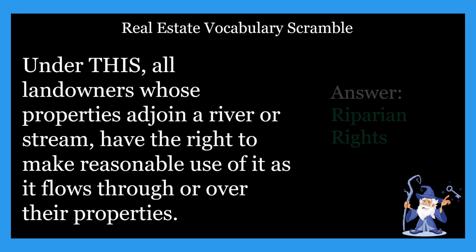And here's your answer. Riparian rights. Under riparian rights, all landowners whose properties adjoin a river or stream have the right to make reasonable use of it as it flows through or over properties. The only limitation owners have is they cannot stop or prevent the flow of water. Riparian rights vary from state to state, but most grant unrestricted use. Unrestricted use means owners have the right to access it for swimming, boating, fishing, building docks, etc.